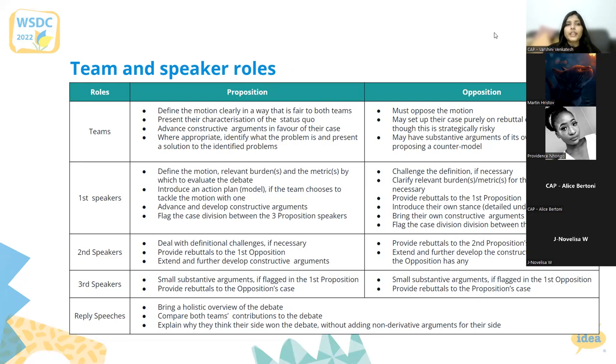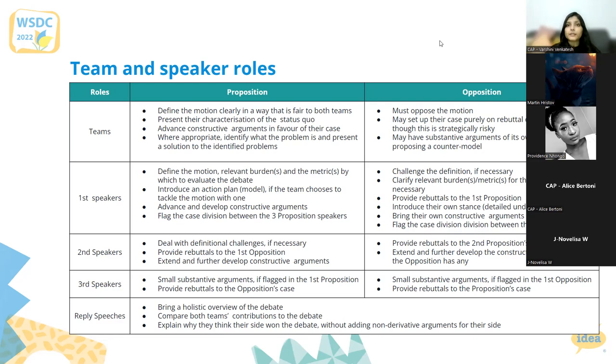First speakers usually give the definition and a model based on the debate type. They advance two strong constructive arguments usually, and are also the speaker that flags what the division of material is between their speakers. Very similar from the perspective of first opposition, except they also have to rebut first proposition. Second speakers obviously rebut earlier material, defend their own team's material, and then extend constructive argumentation.